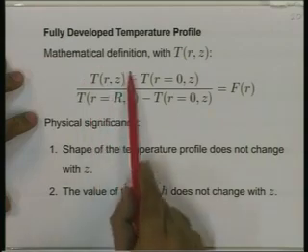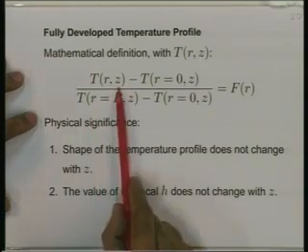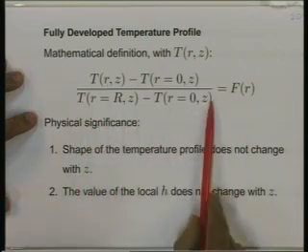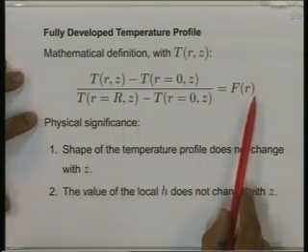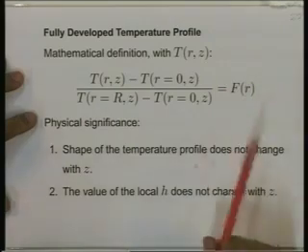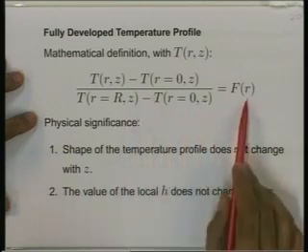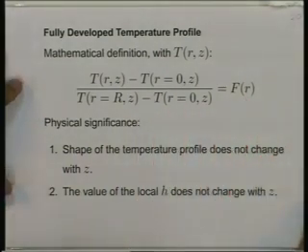Since this temperature is a function of r as well as of z, in general this could be a function of both r as well as z. However, we say that if this ratio happens to be a function only of r, then we have a fully developed temperature profile.